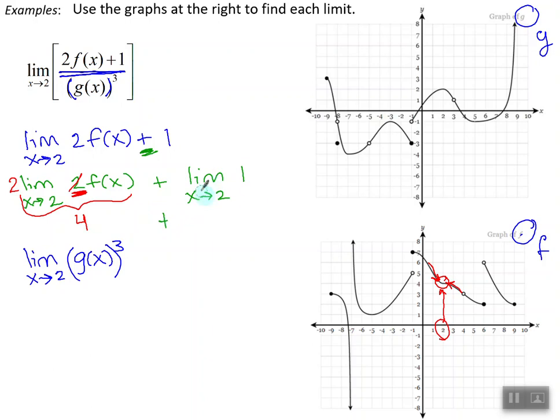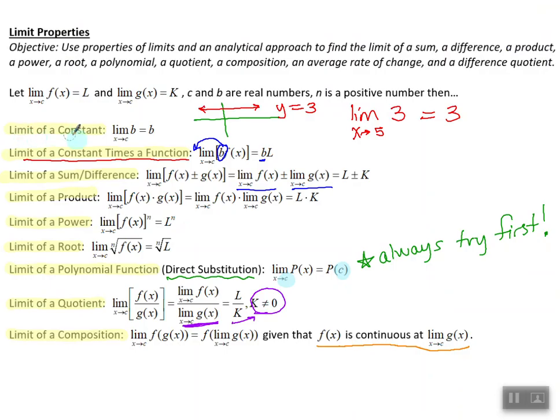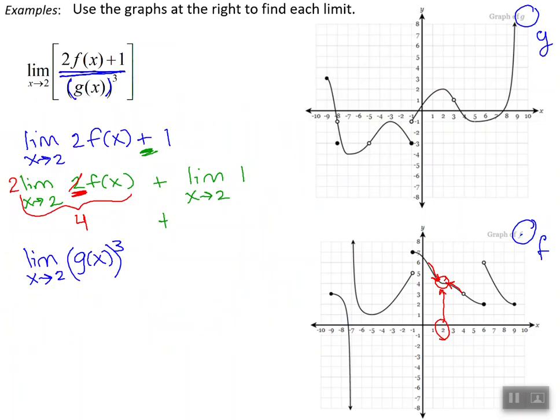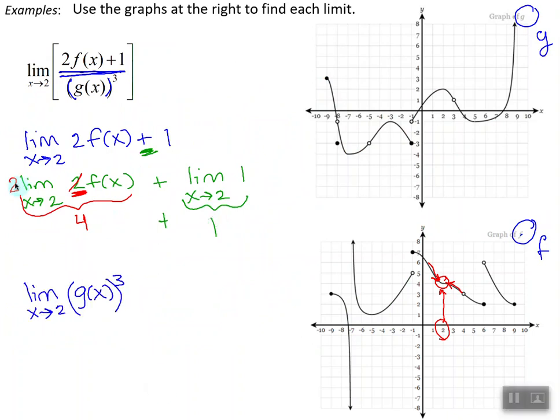The next one is the limit of a constant. And remember, the limit of a constant is super easy because a constant function is only ever going to one place. So that limit is just 1. And then we put it all together for the numerator, and we've got 2 times 4 plus 1, which makes 9.